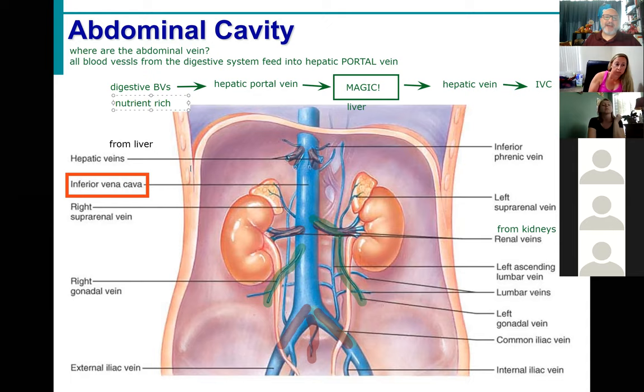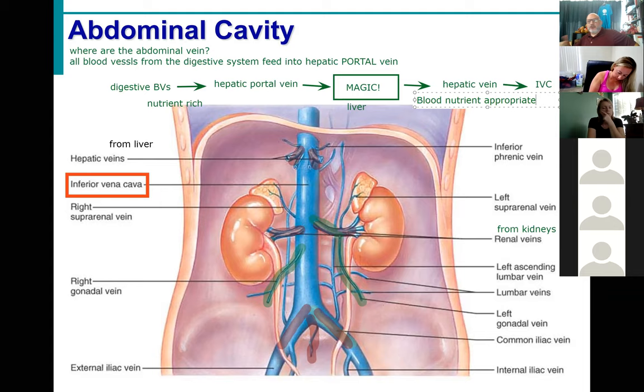So this nutrient rich blood goes to the liver, where that magic happens, and we'll worry about what the magic is when we get to the digestive system. But that magic happens, and it makes our blood nutrient appropriate, where it has the right amount of nutrients. If there's excess of stuff, the liver stores it. If there's not enough of stuff, the liver secretes it, making that blood nutrient appropriate. And then that nutrient appropriate blood can go back to the inferior vena cava, go back to the heart, and be distributed throughout the body.